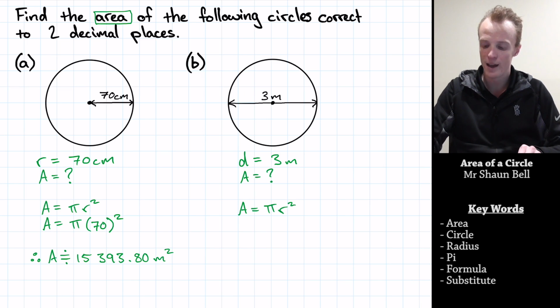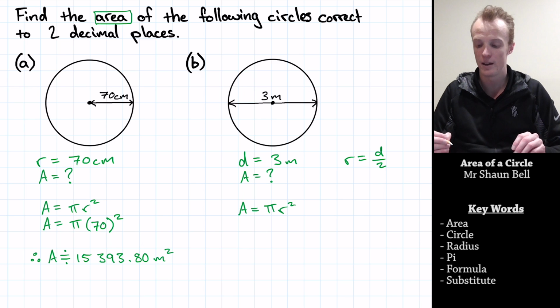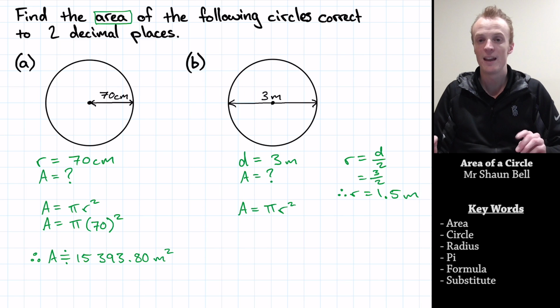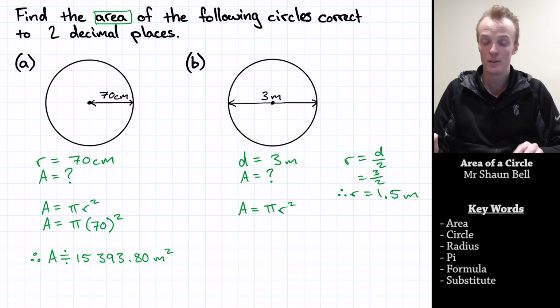Now I know that the radius is equal to the diameter divided by 2, or half the length of the diameter. That is equal to 3 divided by 2, so therefore my radius is equal to 1.5 meters. So when I go to find the area of this circle, what I do is substitute the value of my radius back into the formula. So the area is equal to pi times the radius of 1.5 squared.